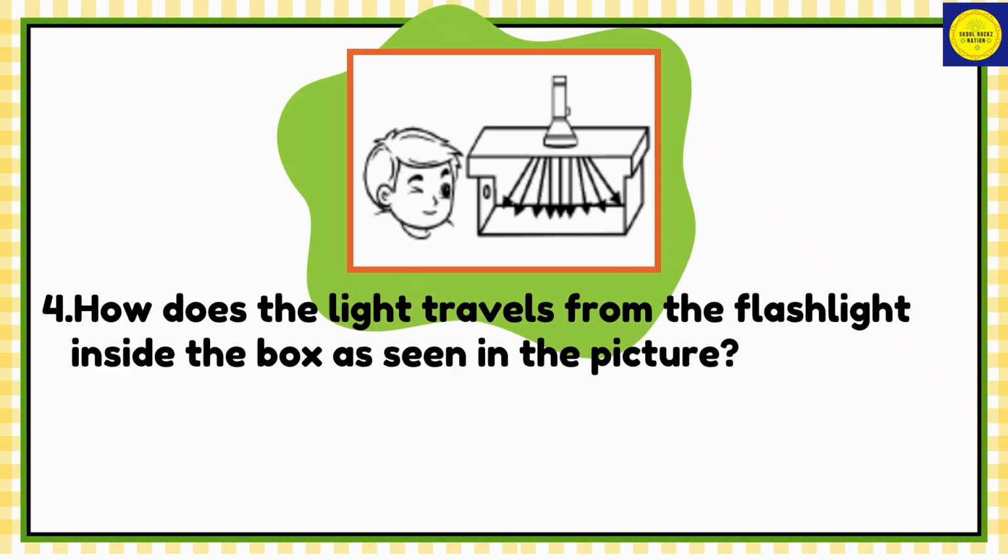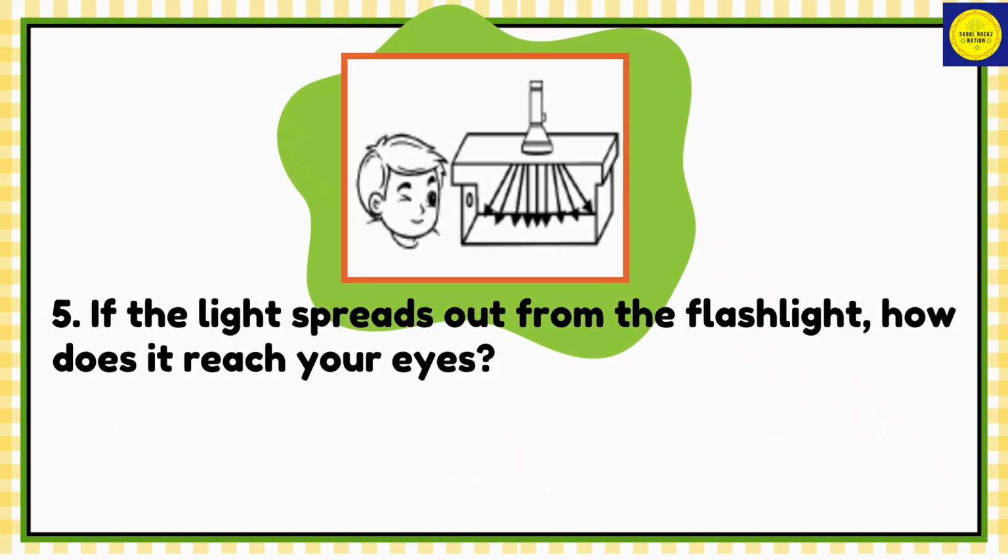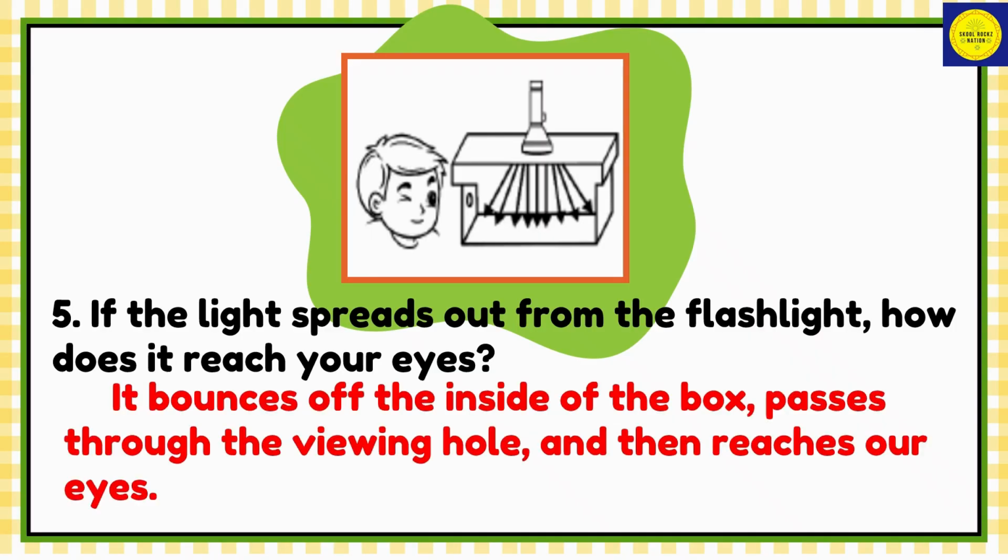How does the light travel from the flashlight inside the box as seen in the picture? The light from the flashlight spreads out or scatters from the flashlight. If the light spreads out from the flashlight, how does it reach your eyes? It bounces off the inside of the box, passes through the viewing hole, and then reaches our eyes.